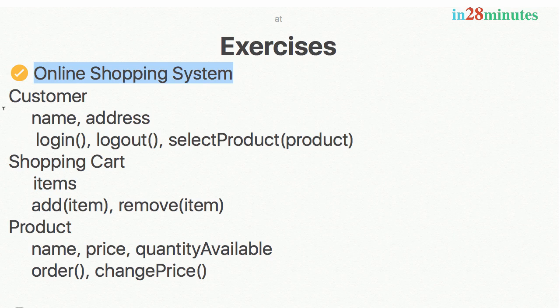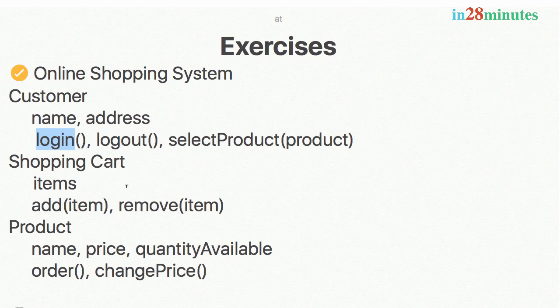So here are a few examples. This is not really a complete master list as such. This is a representation of how you can think about them. I'm sure you would have identified much more than what I have shown here. The types I have identified are customer. A customer can have a name, address, and can perform multiple actions: log in, log out, select a product, check out, and a lot of other stuff.